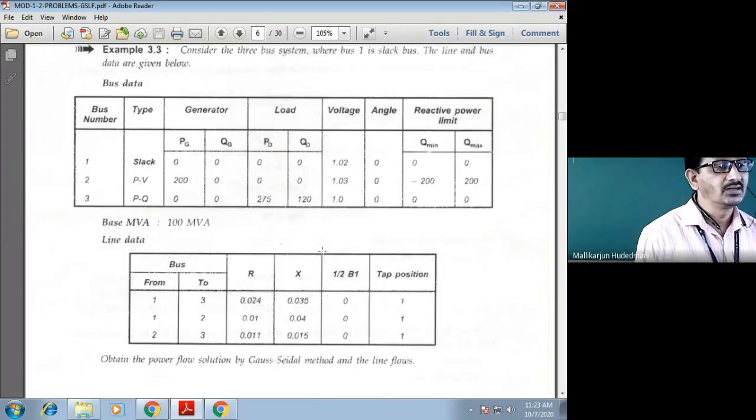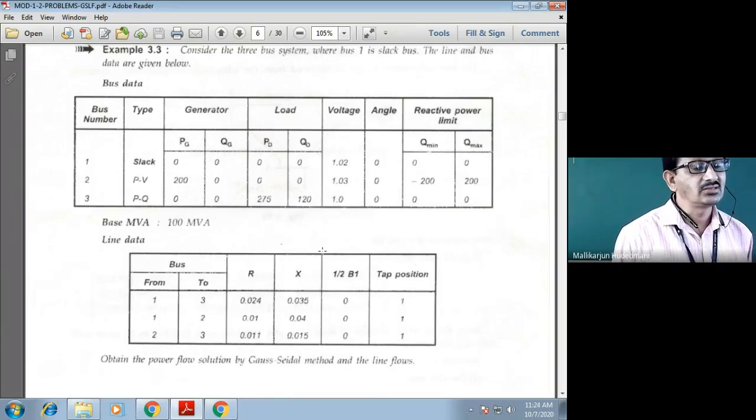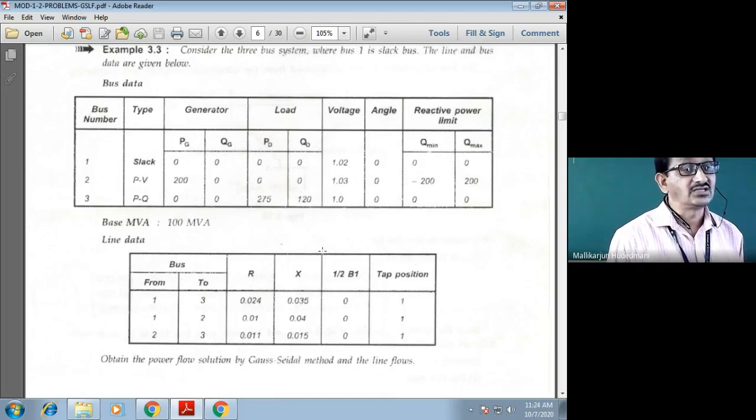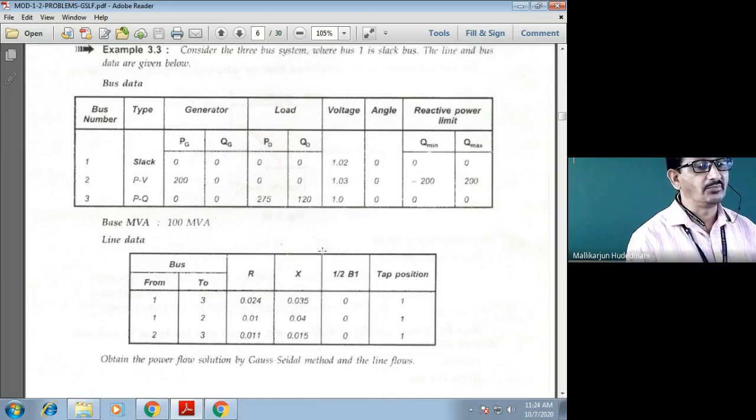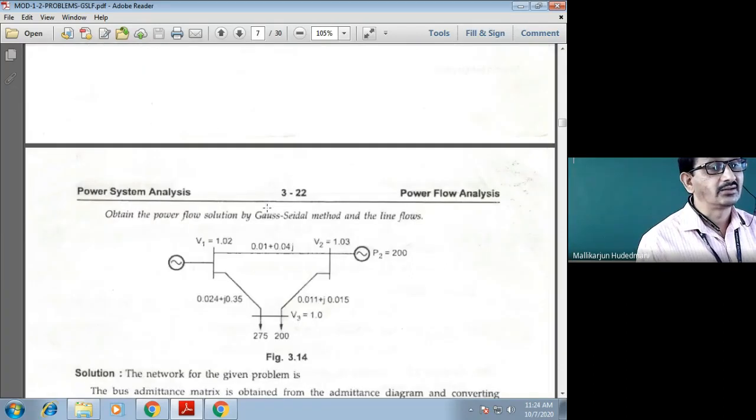Now what is the base of the system? 100. Then I require the connection of the system. Look at table number 2: 1 to 2, 1 to 3 and 2 to 3. You have been given resistance and reactance. Half line charging and capacitor charging I will not consider because it is not important for us right now in this problem. It's not being used either. R and X for 1 to 3, 1 to 2, 2 to 3 were given to you. Using these data, I first have to draw the single line diagram, then convert the impedance to admittance. You can see how it is being done.